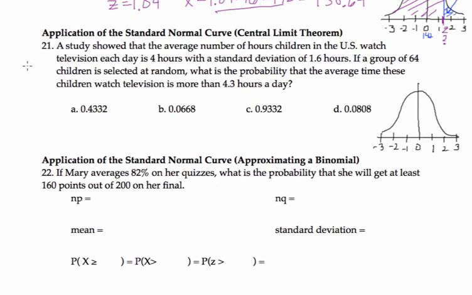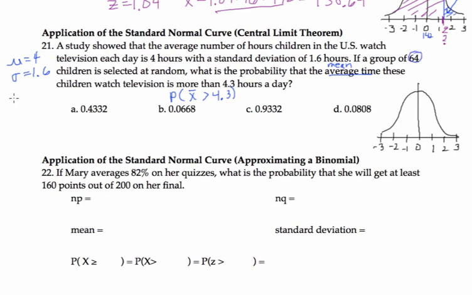A study showed that an average number of hours that children in the U.S. watch TV is 4, so the mean is 4, and the standard deviation is 1.6. If a group of 64 children is selected at random, what is the probability that the mean time that the children watch TV is more than 4.3 hours a day? So what's the probability that the mean time that that group watches is greater than 4.3?